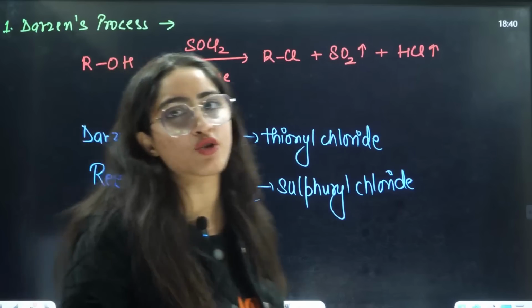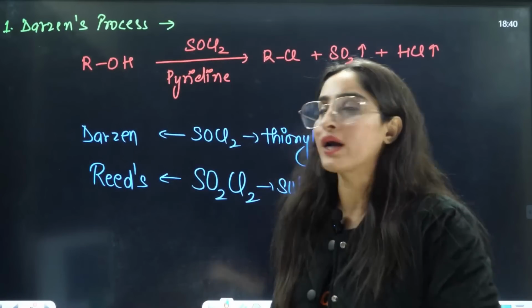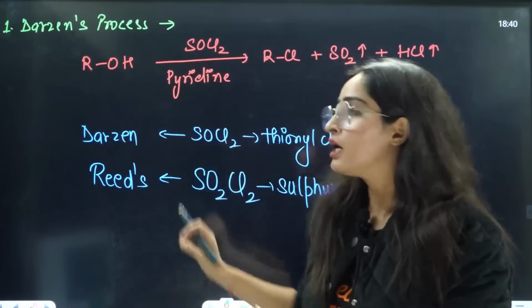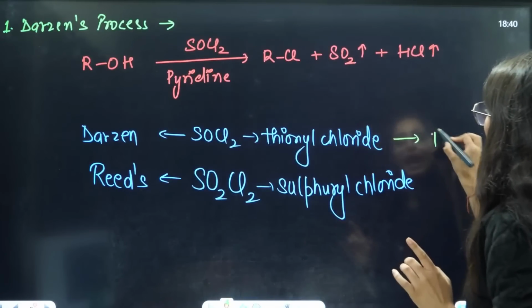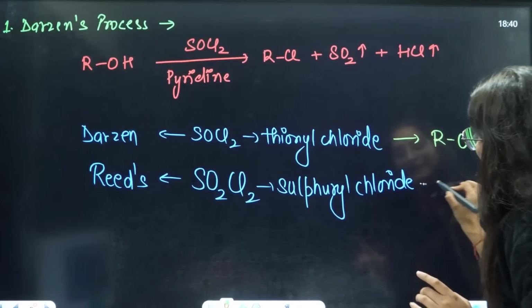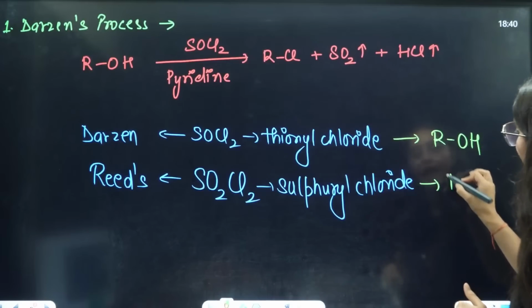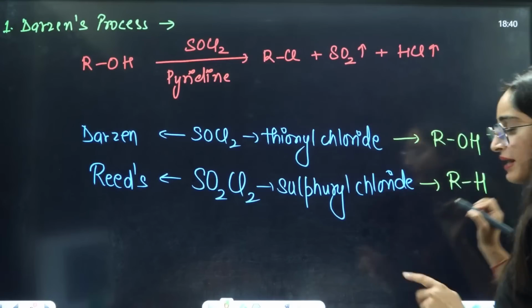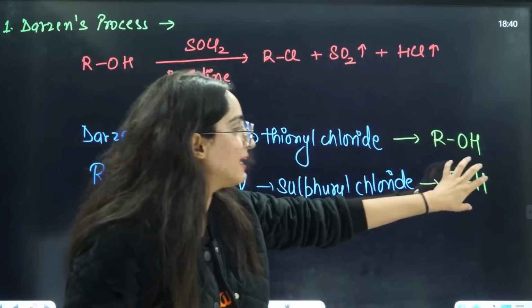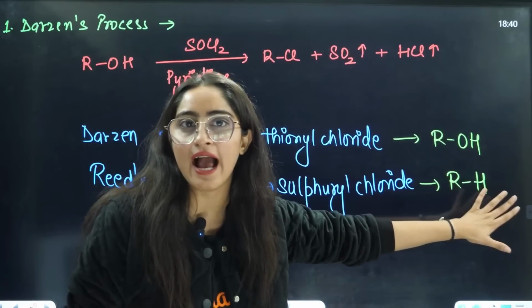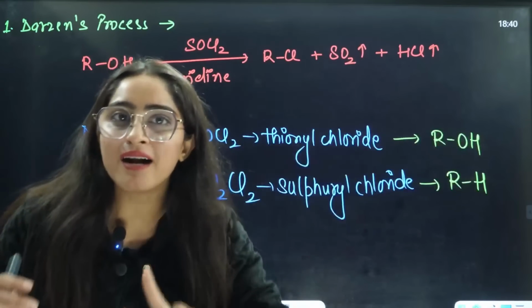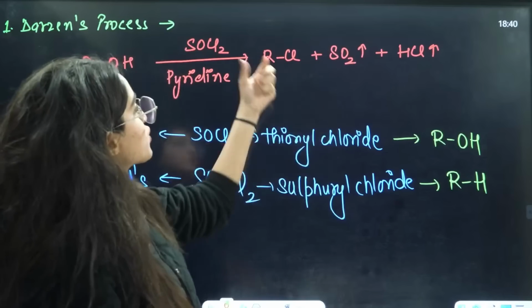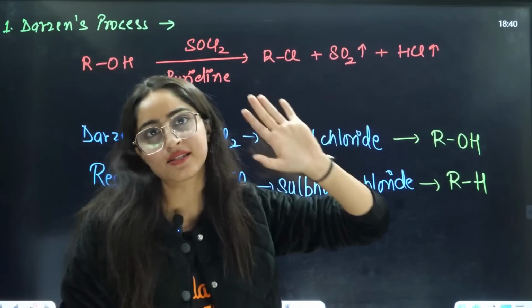So now you need to focus on these reagents as well. What is the reactant? What is the product? In case of Darzen reaction, the reactant we have is ROH. And in this case, the reactant that we have is RH, that means hydrocarbons or alkane, in the Reed's reaction. But in the Darzen reaction, you have alcohol. The products are completely same, that is, you have RCl, SO2 and HCl.